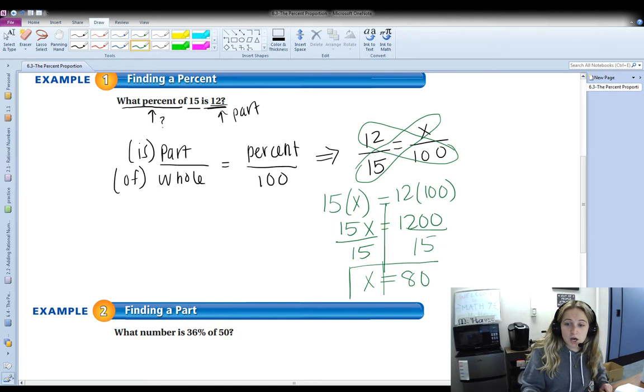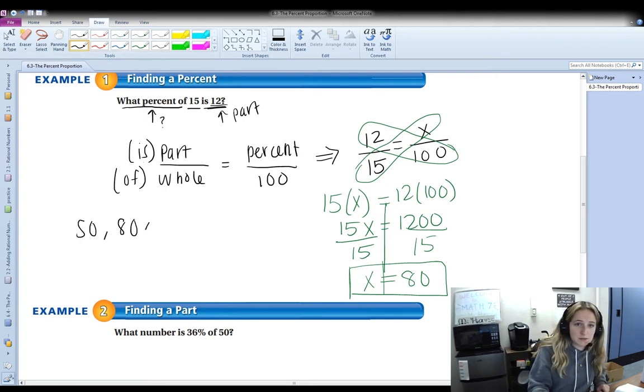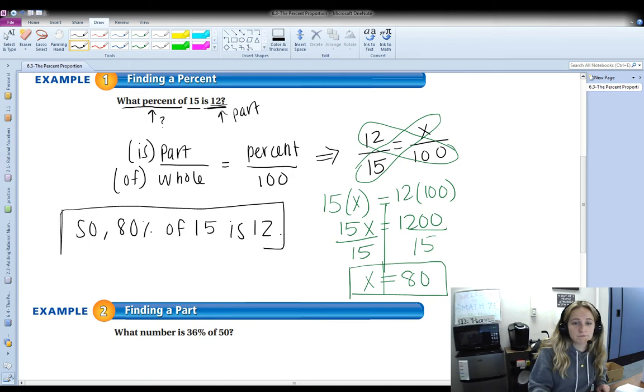Divide by 15. And that's going to give you X equals 1200 divided by 15, which is 80. So what does that mean? Well, that means that your percent is 80%. So we're going to write it. 80% of 15 is 12. We're going to finish that sentence, filling in what we know. So that is, we found the percent. Okay, we found the percent.